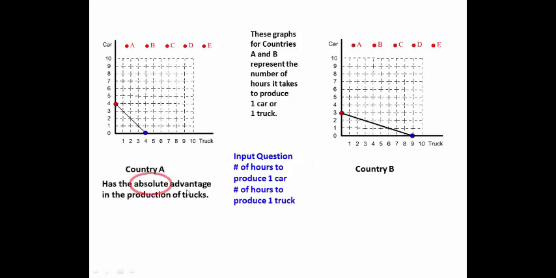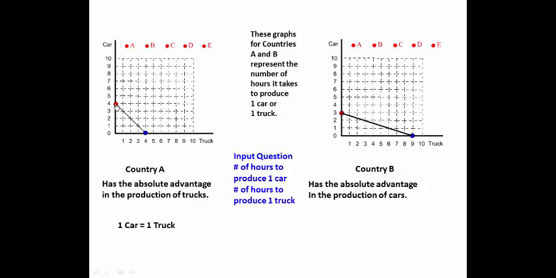So Country A has the comparative advantage in trucks because it only takes them 4 hours to produce that truck. It would take Country B 9 hours. So in a 4-hour period of time, Country A could produce one truck, and in this country, they produce far less than a full truck. Country B then has the absolute advantage in the production of cars. It can produce a car in 3 hours, where it takes Country A 4 hours. Country B has the absolute advantage in the production of cars.